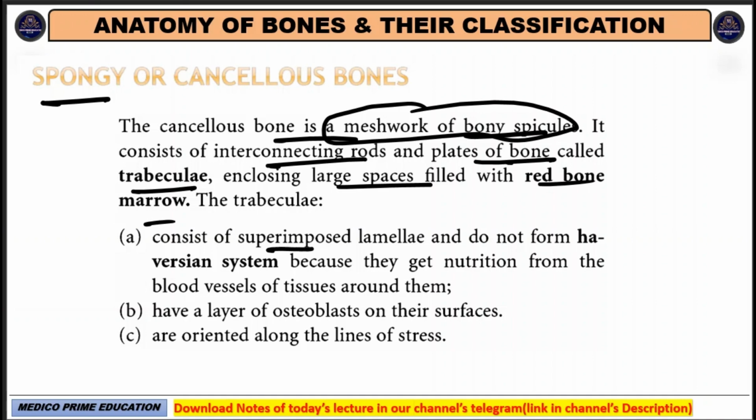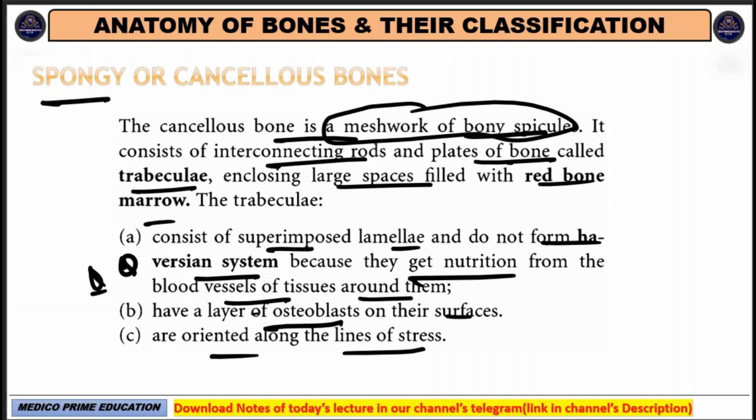It consists of superimposed lamellae. They do not form the Haversian system. It does not have a Haversian system. So how does it get nutrition? They get nutrition from the blood vessels surrounding them. They have a layer of osteoblasts on their surface and are originated along the lines of stress.